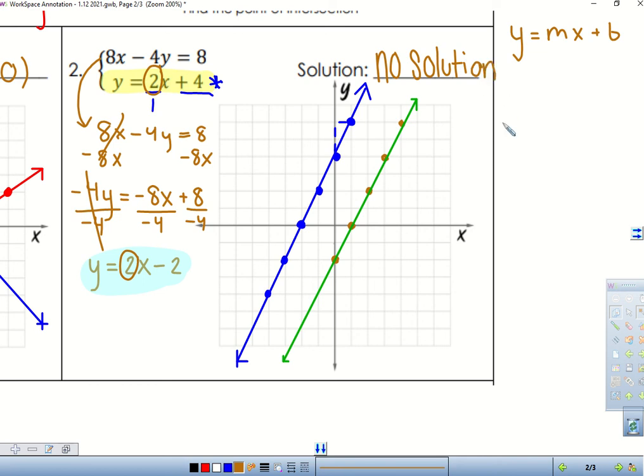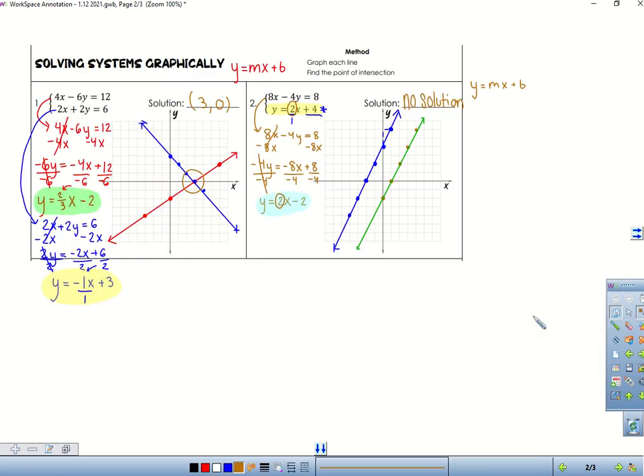Yes? So, if you ever have a question like this, and you're not given a graph or anything, if you see that there's the same slope value, once they're in that format, if they have the same m value, you can automatically say they are parallel. Alright. Yep. Good.